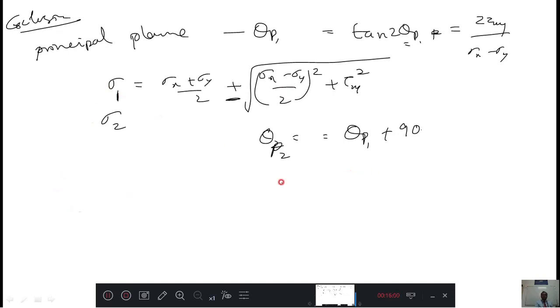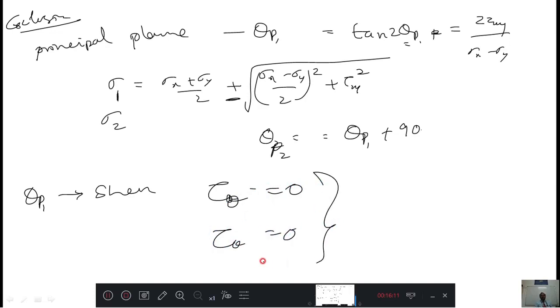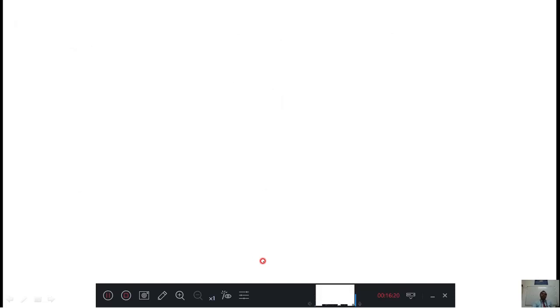Then on this plane, theta p1 only, what is the shear? That is tau theta, and that is your 0. These two you got. Okay, now I did this for principal stresses only. Now I need to work out for shear stresses.